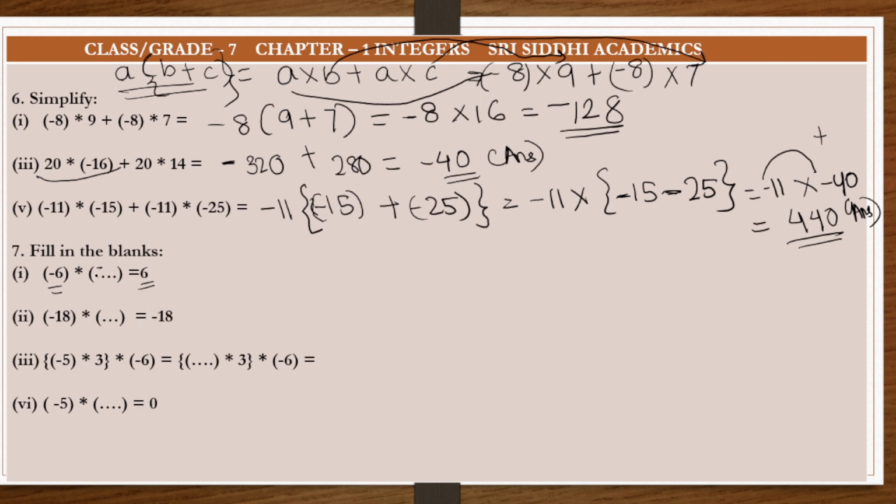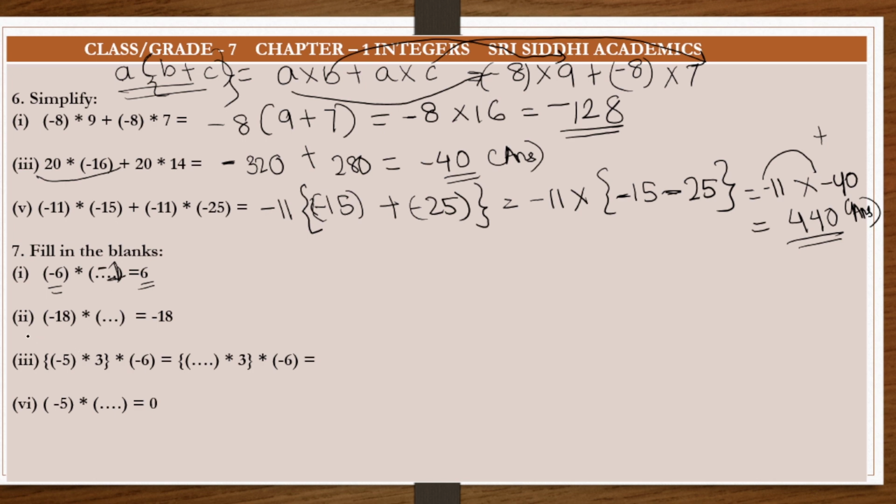So this will be minus 1 because 6 into 1 is 6. Now if it is minus 1, then the minus minus cancels out and finally it becomes a positive integer 6 in the answer. So here it is minus 1.